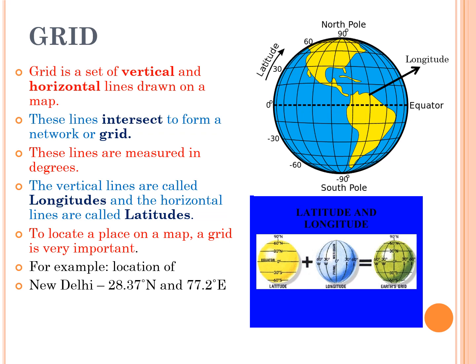So the geographical location of New Delhi on the map is 28.37 degrees north and 77.2 degrees east. Try finding geographical locations of some places using an atlas. It's going to be fun.